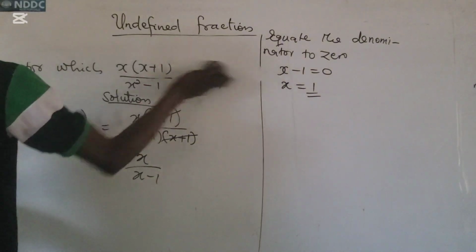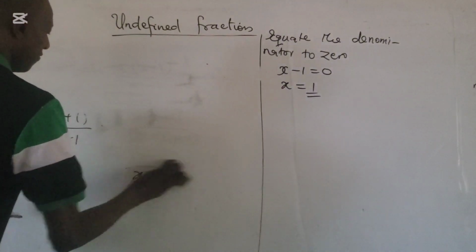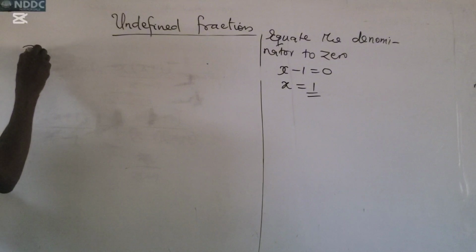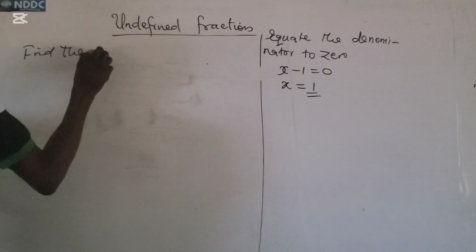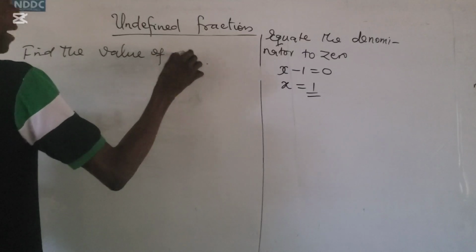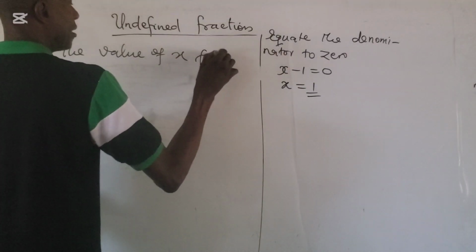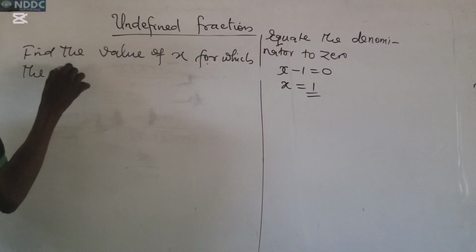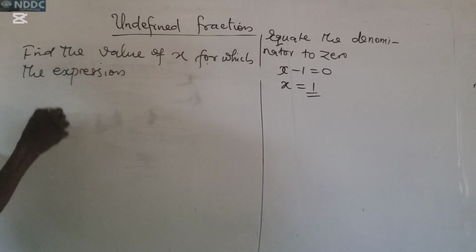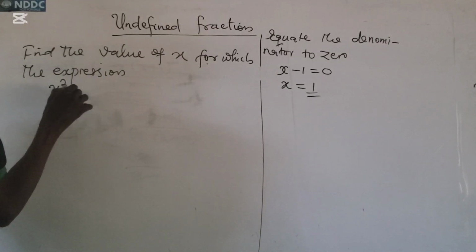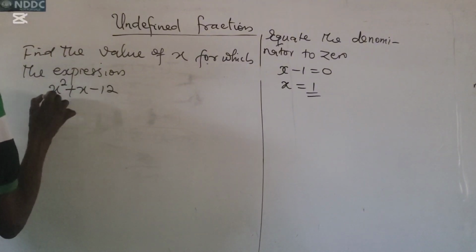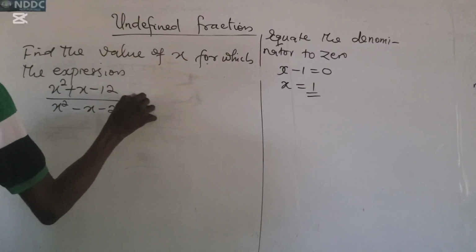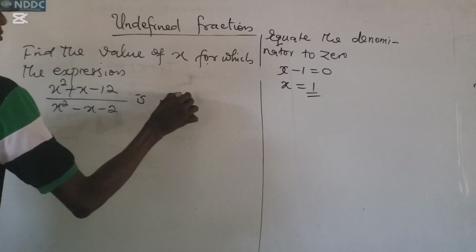Let me give example number 2. It said, find the value of x for which the expression x squared plus x minus 12 over x squared minus x minus 2 is not defined.